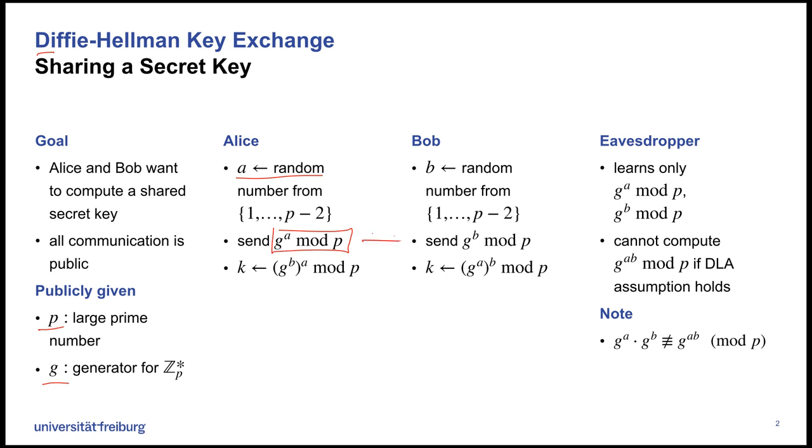Alice sends this to Bob, and Bob does the same thing with a different number b and sends back G to the b modulo P. Now they both take the result of this calculation and compute the power with their own exponent. So they get K equal to G to the ab modulo P, which is the secret key. So this is the secret key.